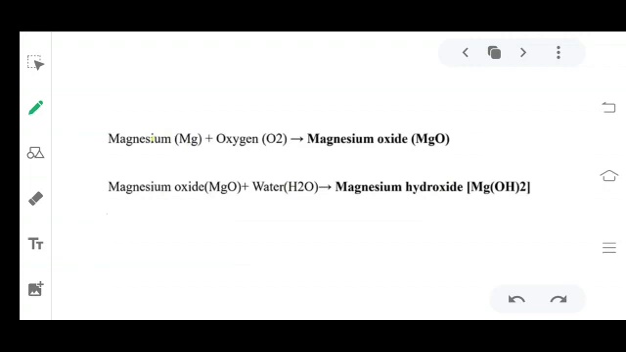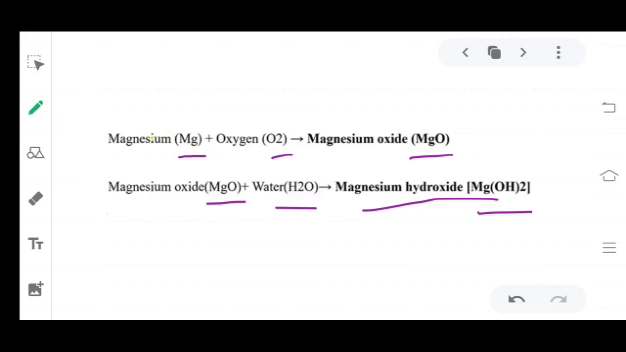Now, let's see how can it be written in the equation form. Magnesium, chemical symbol is Mg, and when it reacts with oxygen during burning, it produces MgO, magnesium oxide. If we mix this magnesium oxide in water, it produces magnesium hydroxide, that is Mg(OH)2. So this Mg(OH)2 is a base.